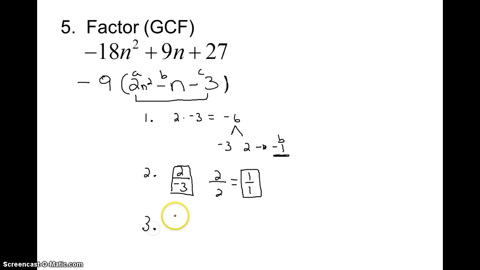So step number 3, here's your first parentheses. So this number is before the x, this number is after the x. Over here, this number is before the x, this number is after the x. You might have a question, do you need this 1 in front of the x? No, you don't need it.